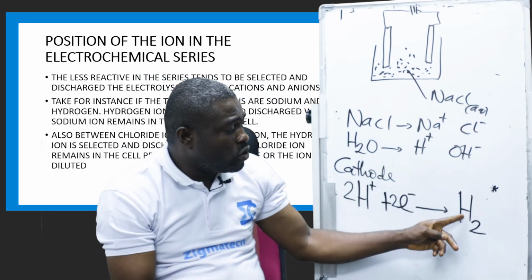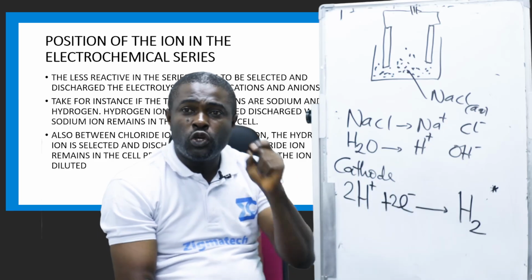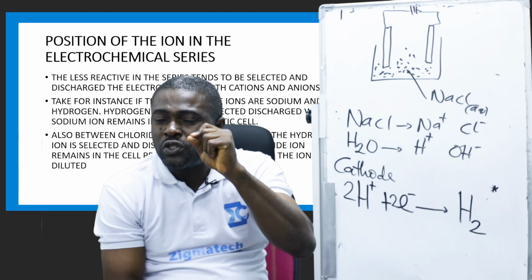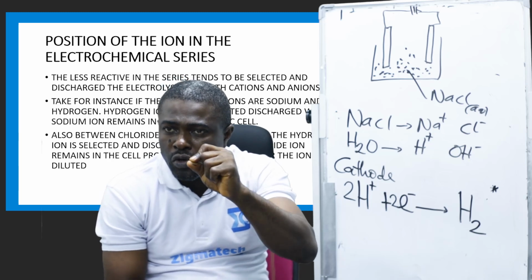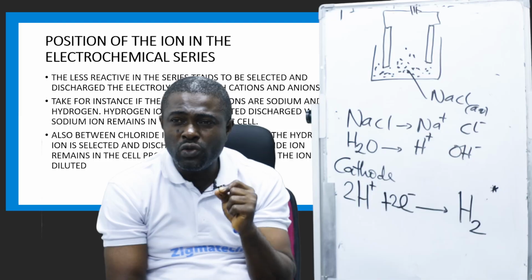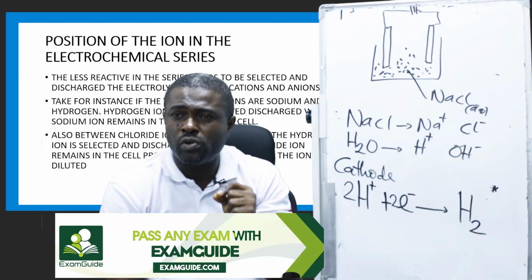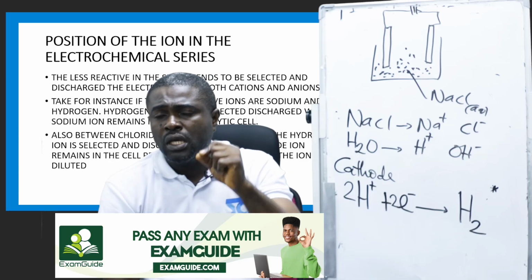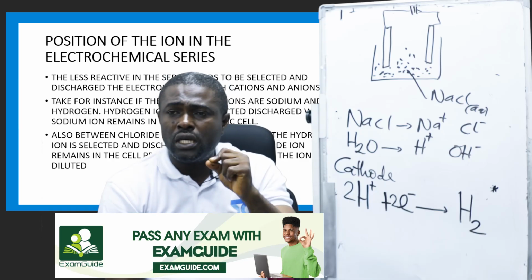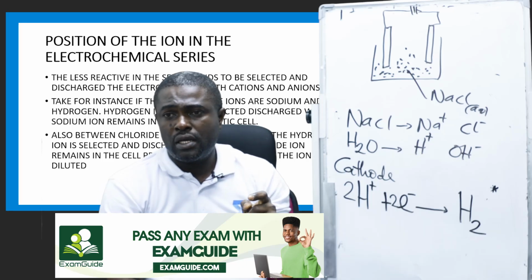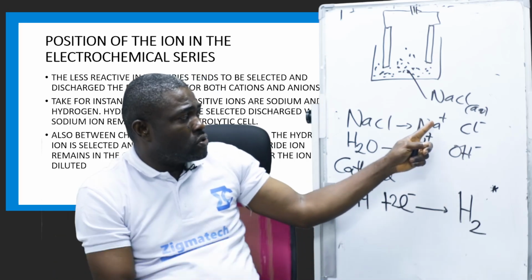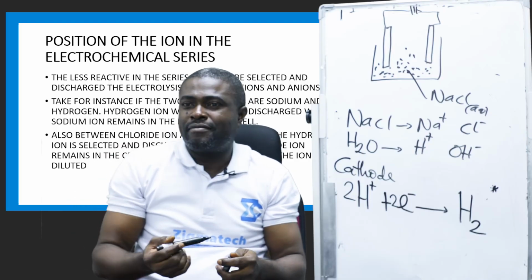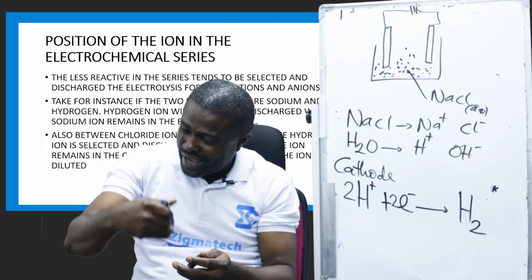That means hydrogen gas is produced at the cathode during the electrolysis of what? Dilute aqueous sodium chloride. The product that can be gotten at the cathode is hydrogen gas. What happens to the other positive ion, sodium ion? It moves back inside the electrolytic cell.